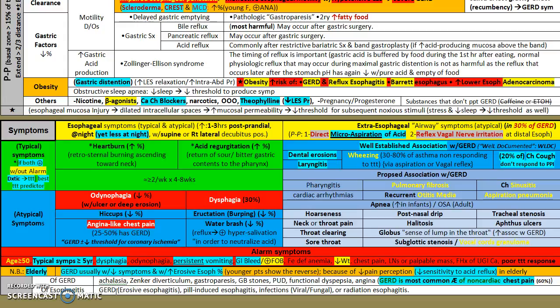You have to keep in mind when you are about to diagnose GERD that there is an important differential diagnosis: achalasia, Zenker diverticulum, gastroparesis, gallbladder stones, peptic ulcer disease, functional dyspepsia, and angina. And remember that GERD is the most common etiology of non-cardiac chest pain. Regarding the differential diagnosis of esophagitis: GERD, pill-induced esophagitis, infectious esophagitis, and radiation esophagitis.